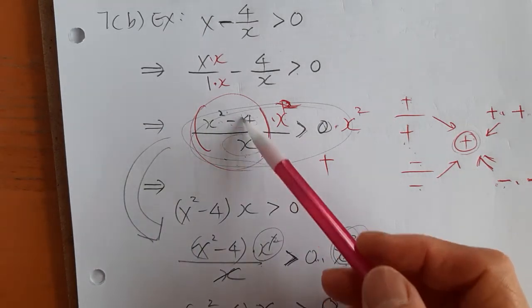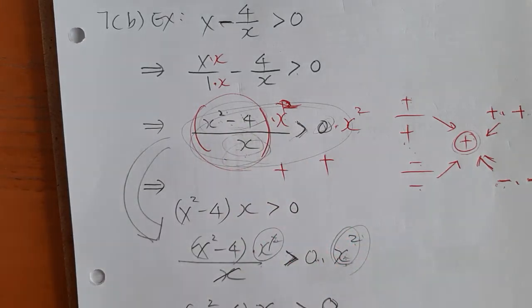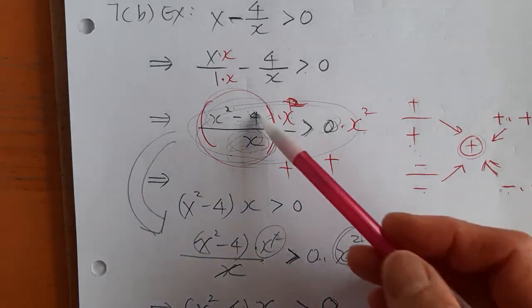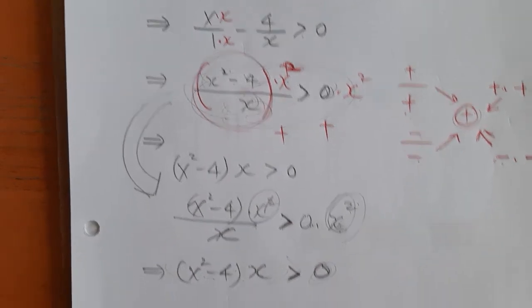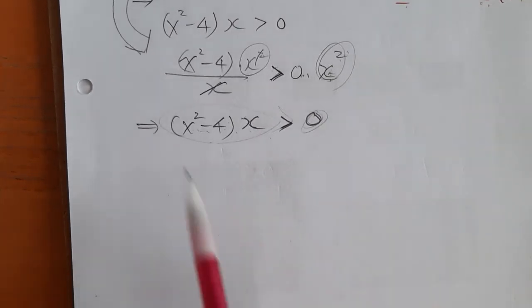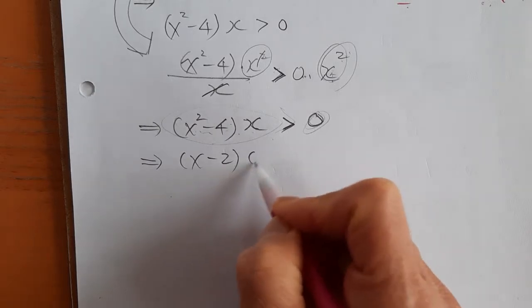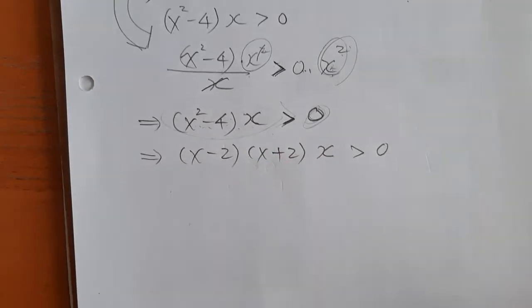Divided is positive. That means the numerator and denominator have the same sign, so both are positive or both are negative. So you multiply them together and it is also greater than 0, because positive times positive is greater than 0, and negative times negative is also positive, greater than 0. Then you factor x squared minus 4. You can factor it as (x minus 2)(x plus 2), and times x, greater than 0.